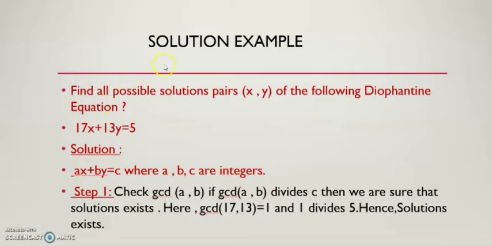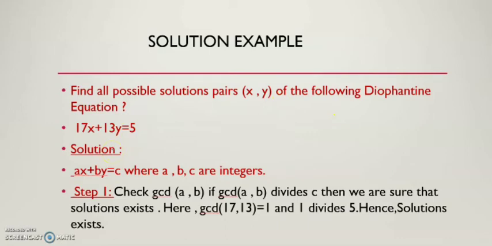Here I have given a problem statement. It says: find all possible solution pairs x and y of the following Diophantine equation, 17x plus 13y equal to 5. The equation is given, and you are asked to find all possible pairs x and y.